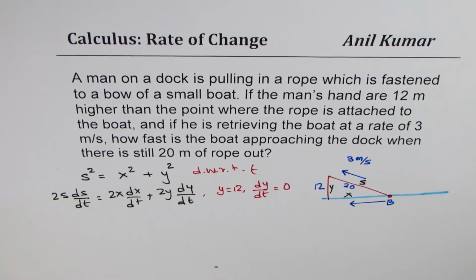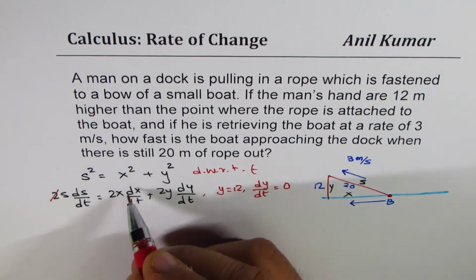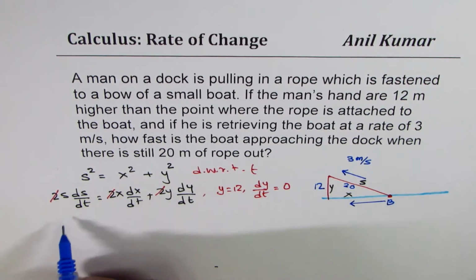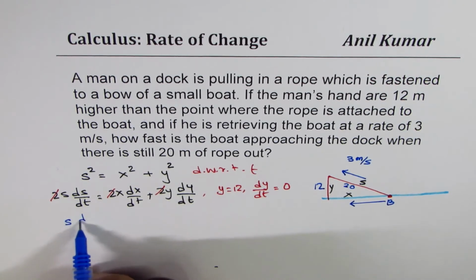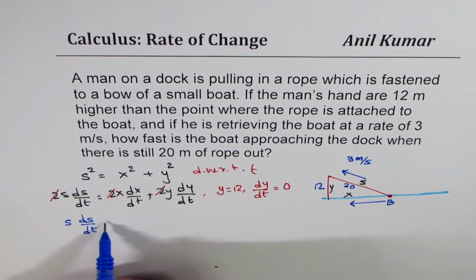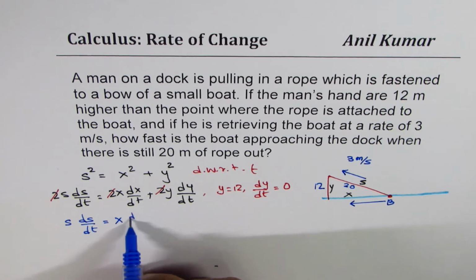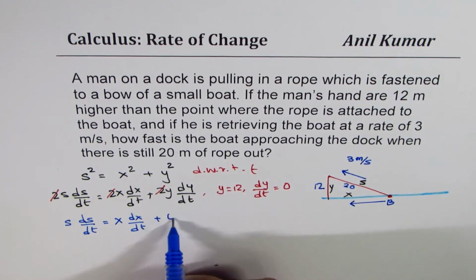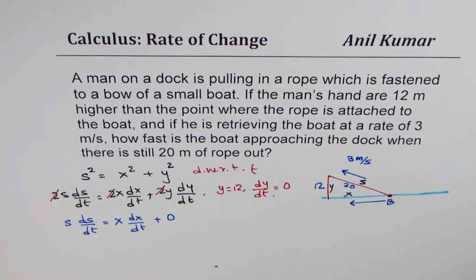Now, let us also see the final situation. We can actually simplify this. We are very close to that. And then we can write this as, let me complete this part. s times ds/dt equals x times dx/dt. And that other term is 0, right? So let me write 0 here to be very clear, since y was constant.